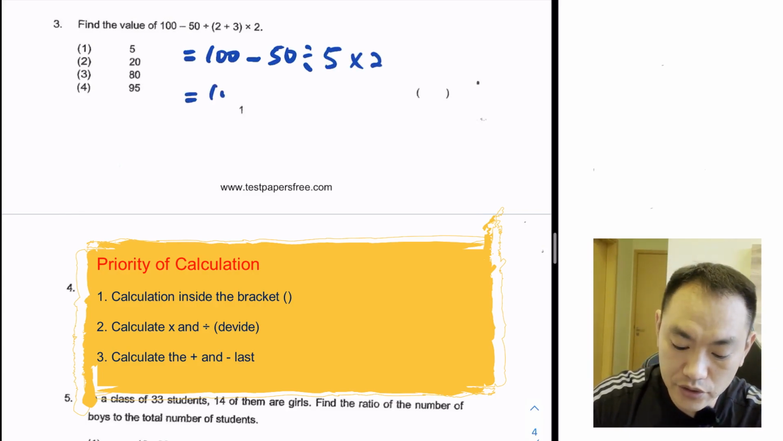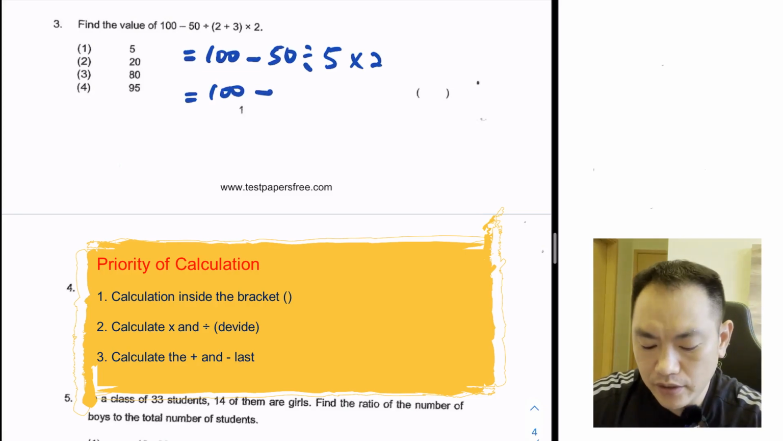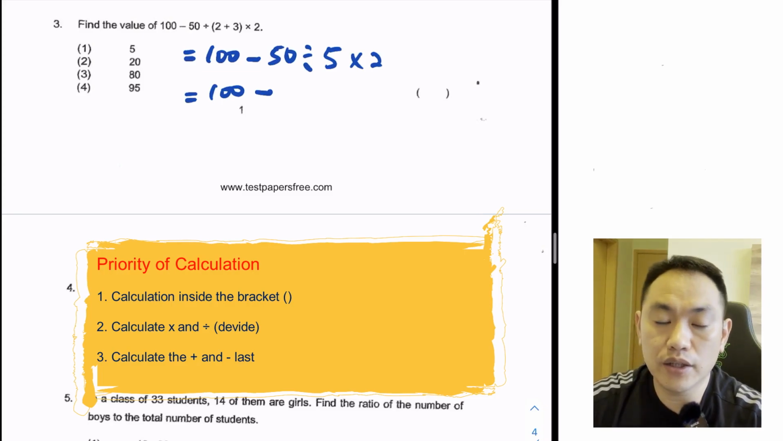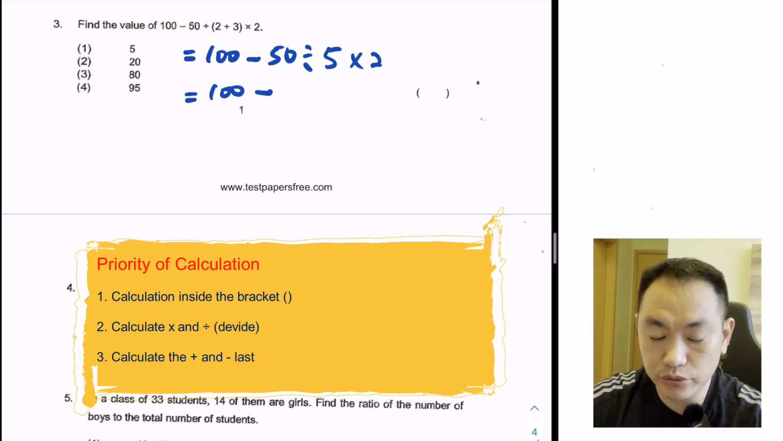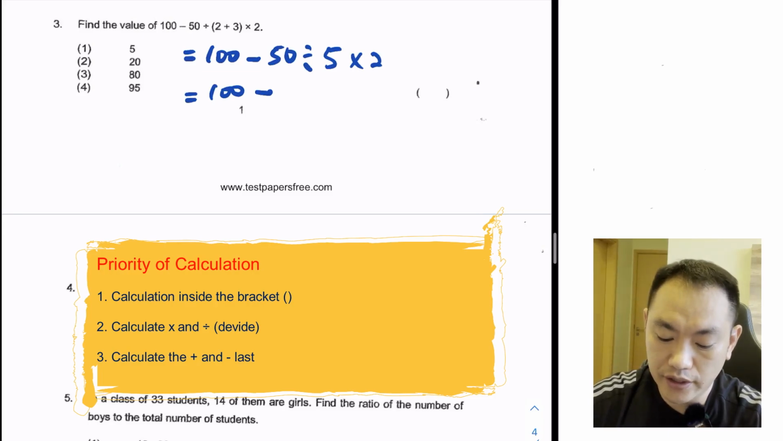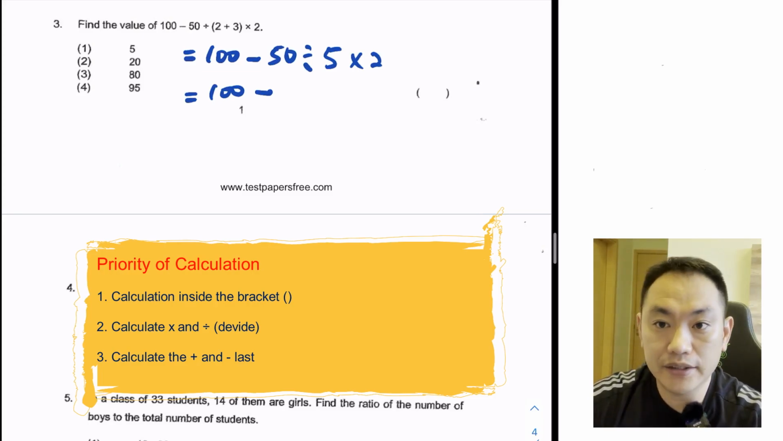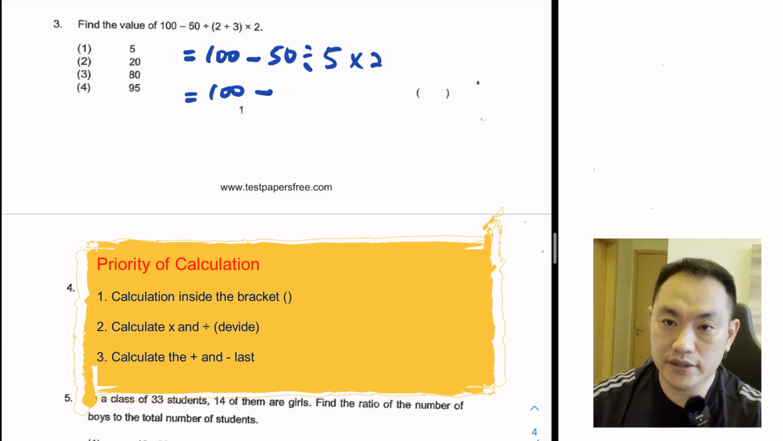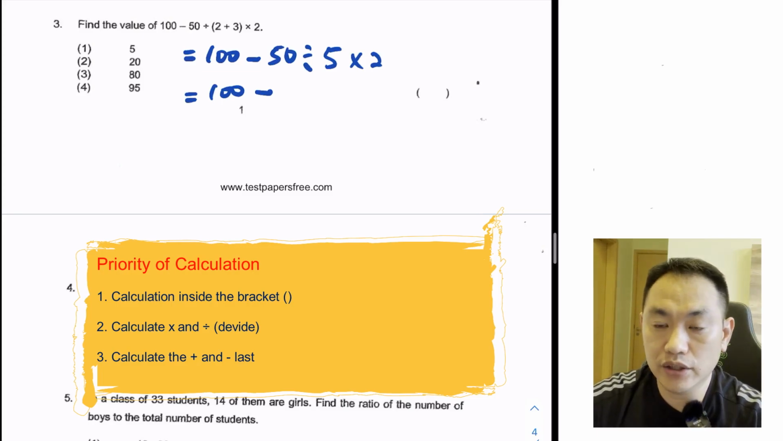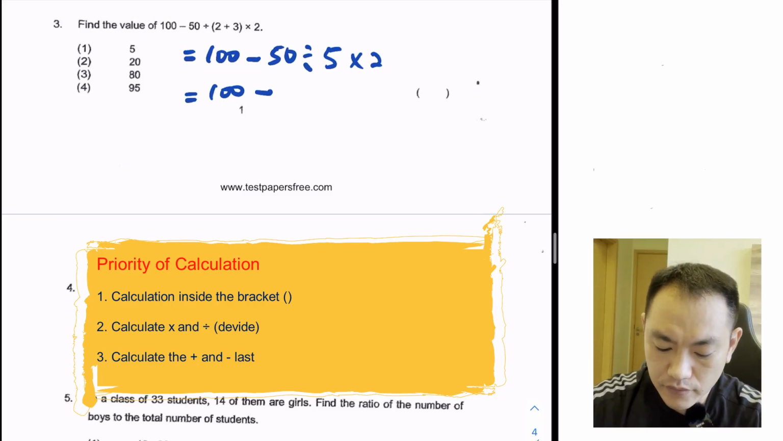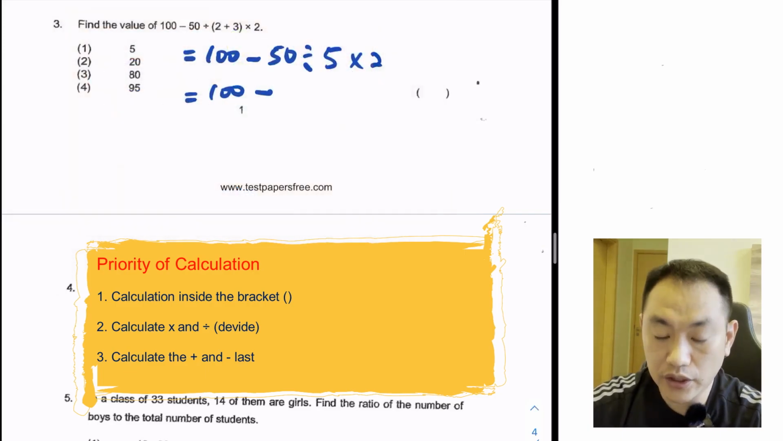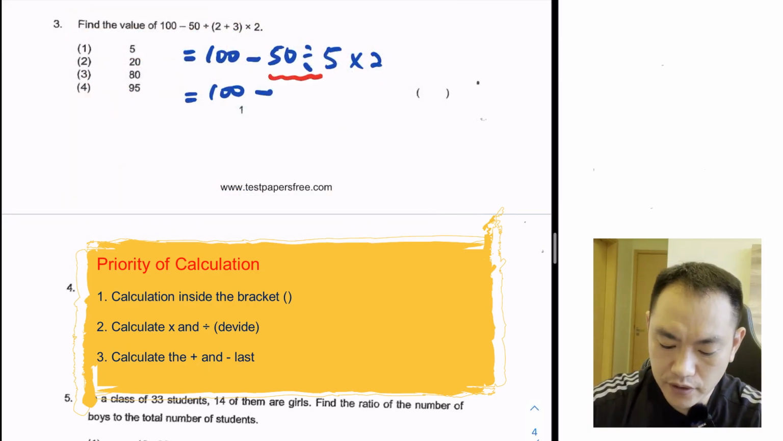We still don't do the 100 and also the minus. Then we will do the multiplication and the division first. A common mistake is that some people will do 5 times 2 first, and then 50 divided by 10, but that's generally wrong. When you have multiplication and division together, you need to do them in sequence, from left to right. So you need to do the calculation of 50 divided by 5 first.